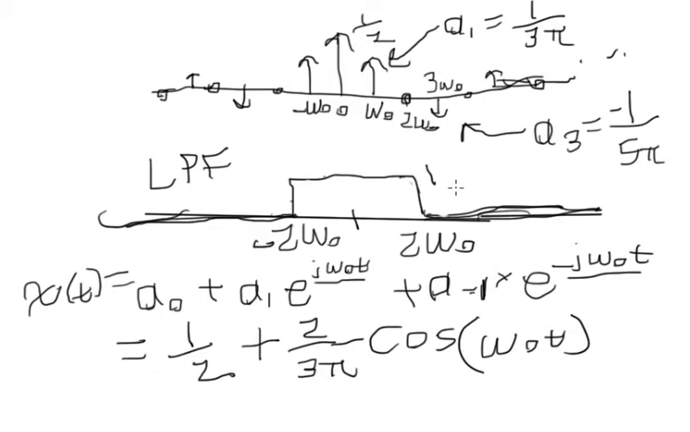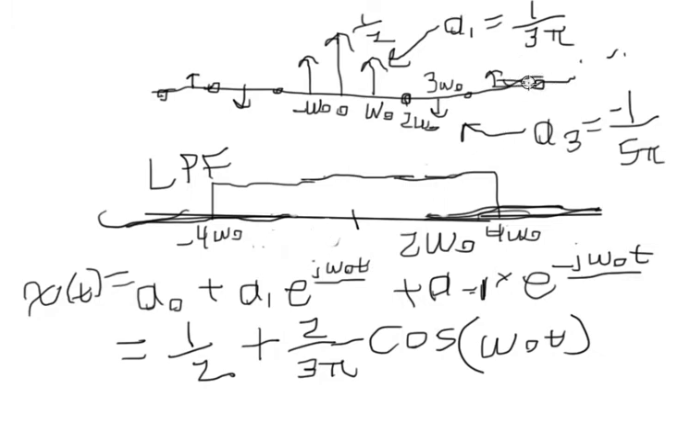If the filter was a little bit different, suppose the filter went all the way out to minus 4 omega naught to 4 omega naught. Suppose that's how far my filter went. Well, I would still not have the A7 term. I still wouldn't have the A9 term and all that. But now that A5 term would come into play, and there would be a couple of ways you could write this. Here you could write this as 1 over 5 pi.